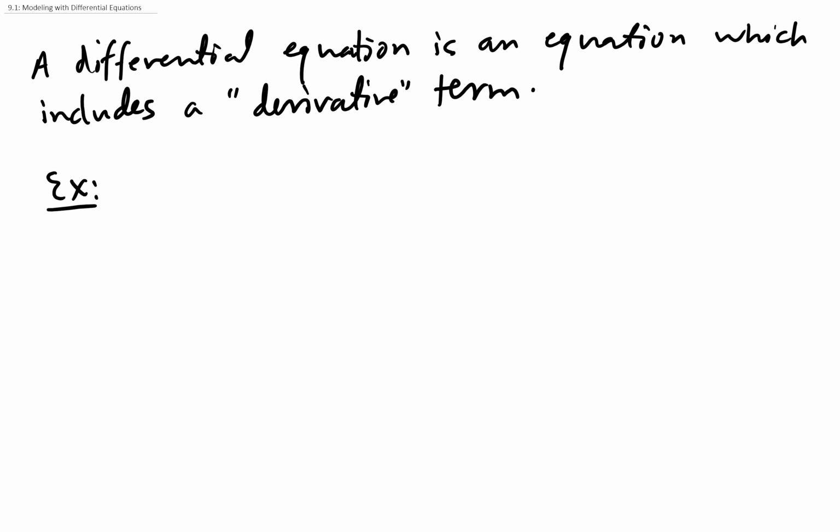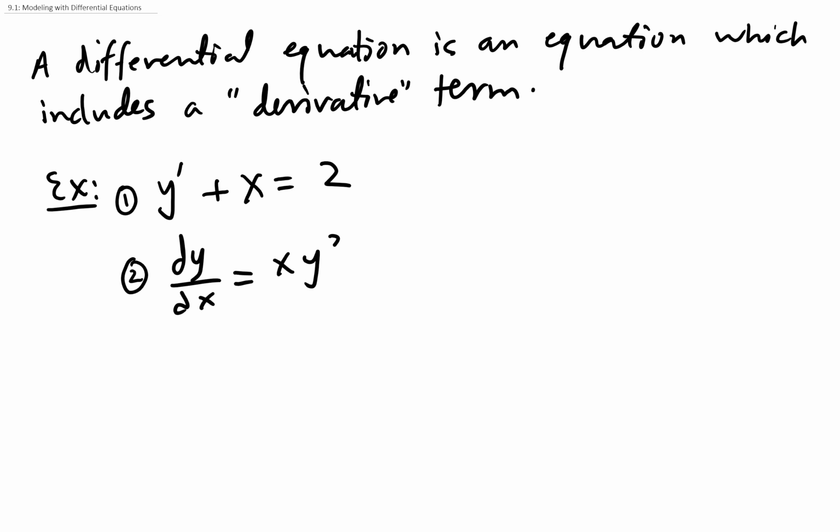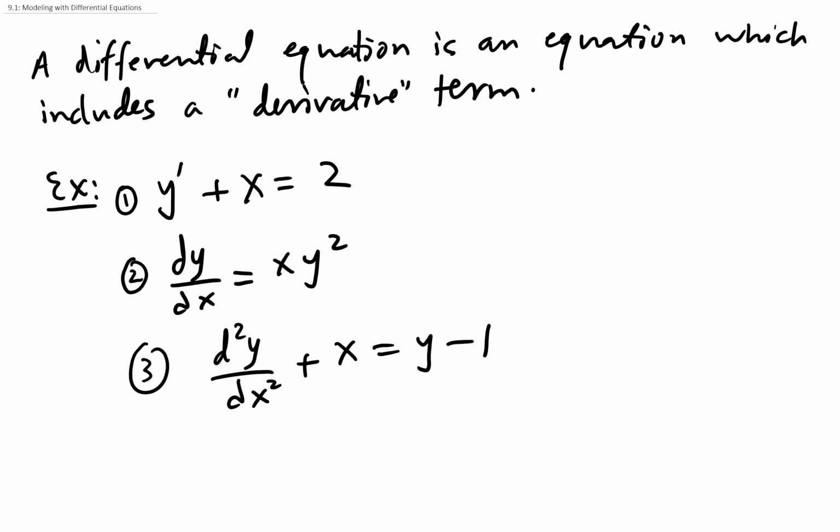Examples, let's say y prime plus x equals 2. That's a differential equation. dy/dx equals xy squared. That's a differential equation. d squared y/dx squared plus x equals y minus 1. That's a differential equation. All these are examples of differential equations because they involve derivatives. It doesn't have to be always first derivative. It could be first and second and third. It could be just third or it could be just second.